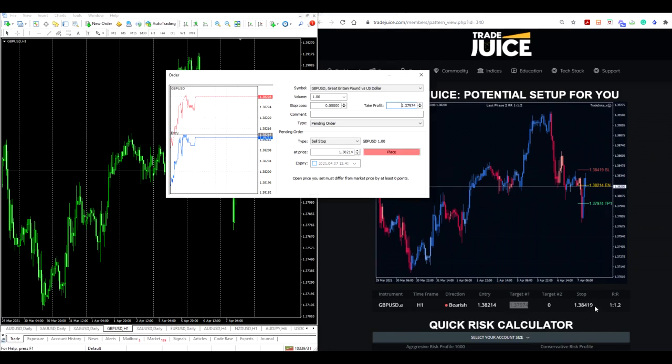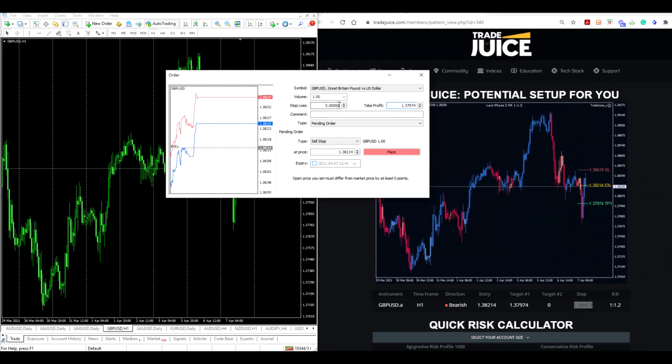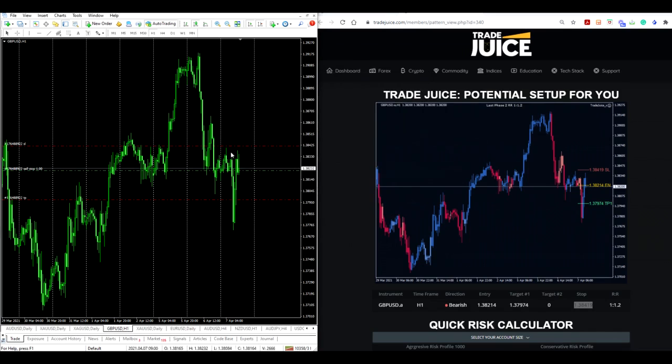Next, I want to just copy over the stop. All I do is copy paste, and there we go. Paste the trade, and we should be in the trade straight away once it hits that area there for the sell stop. And I'll just let that play out a bit.